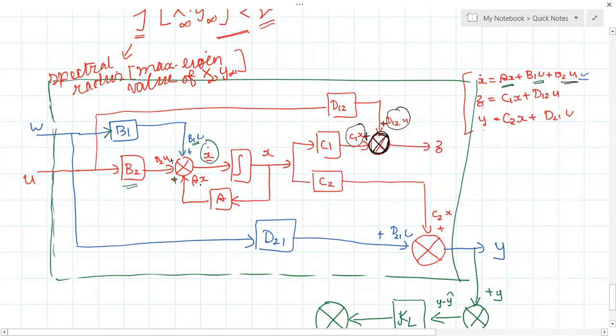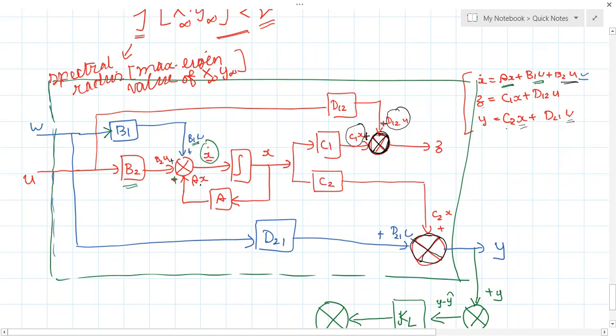Now what's the output equation, y equals C2x plus D21w? So there should be a channel from x as well as a channel from w, with gains of C2 and D21 respectively. It is just adding up these two signals, so you have a summing point here. Now there should be a path from x at a gain of C2.